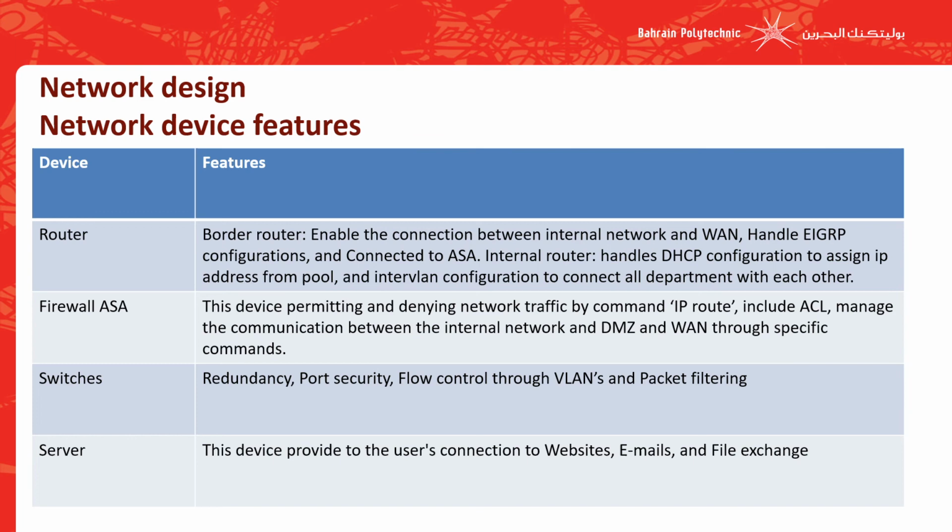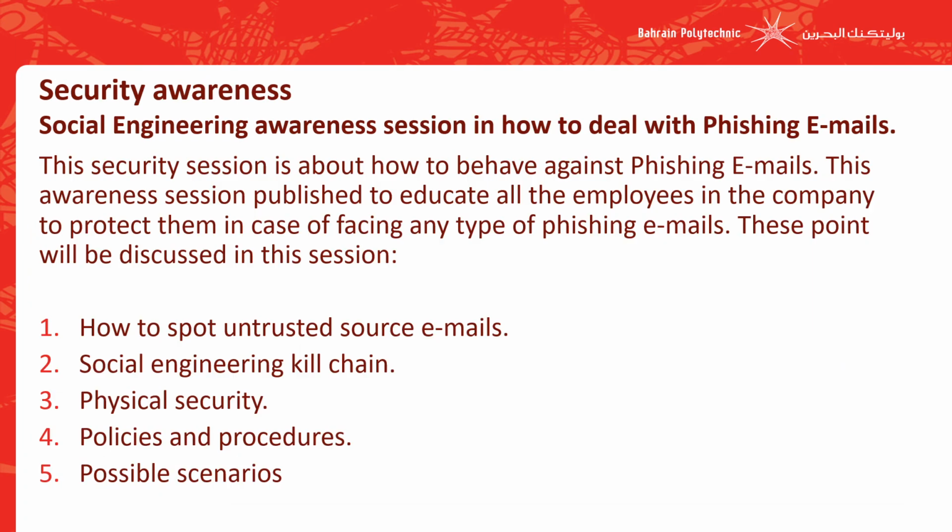The security awareness session is on how to deal with phishing emails. This session is published to educate all the employees in the company to protect them in case of getting a phishing email. These five points will be discussed in the session: how to spot untrusted source emails, the social engineering kill chain, physical security, policies and procedures, and the possible scenarios that may happen.